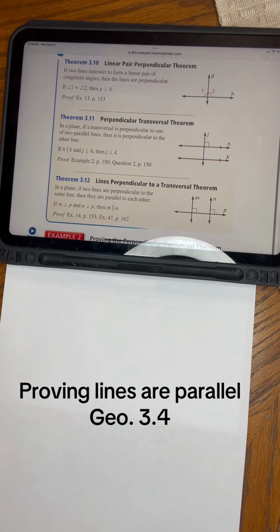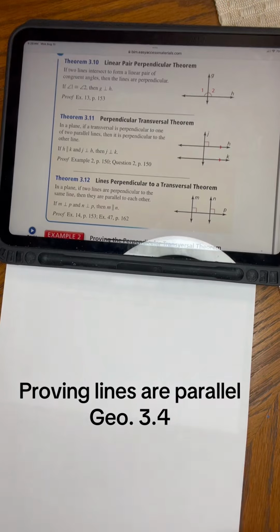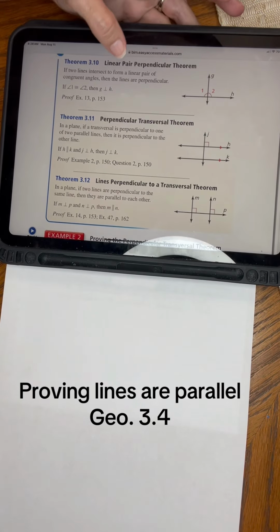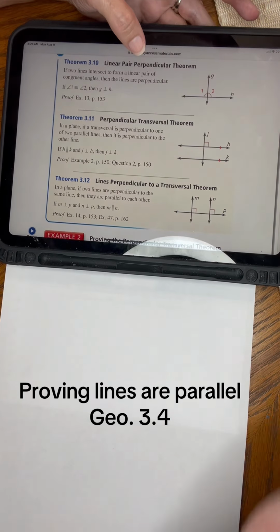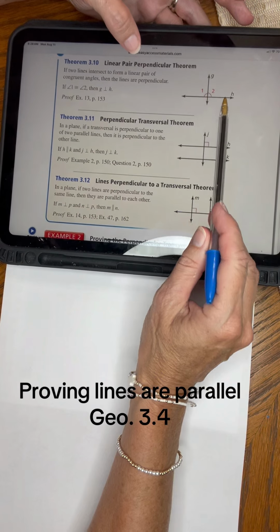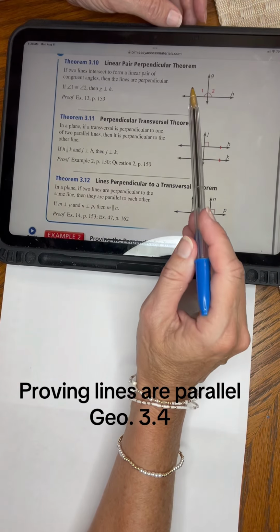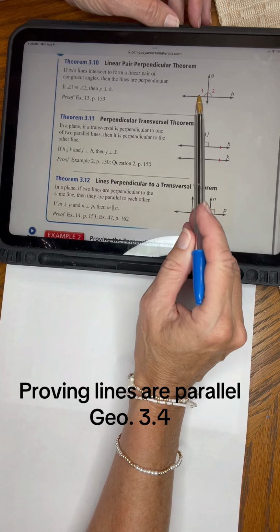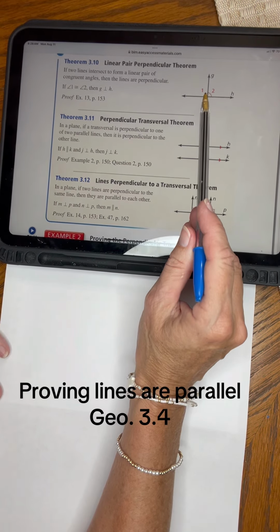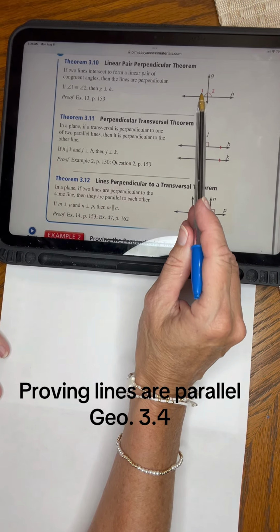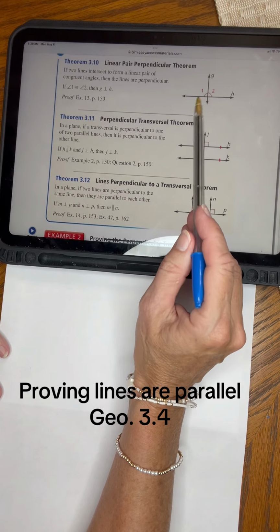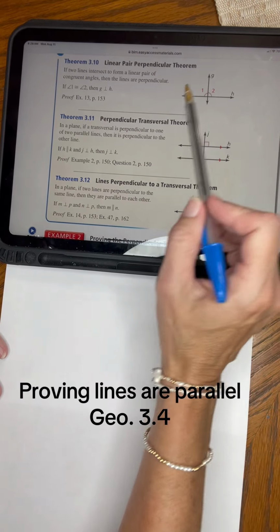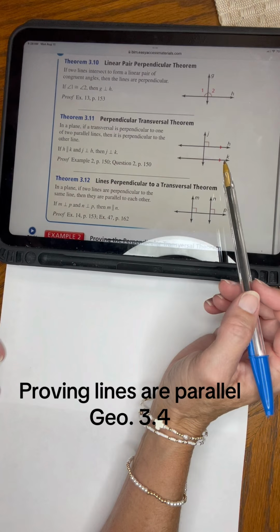Let's go over 3 theorems with you that have to do with perpendicular lines. If 2 lines intersect to form a linear pair, which is a linear pair, 1 and 2 make a linear pair, then the lines are perpendicular. Well, we know there's 180 degrees in every straight line, and these are going to be congruent to each other. 1 and 2 are congruent, and then line G will be perpendicular to line H.